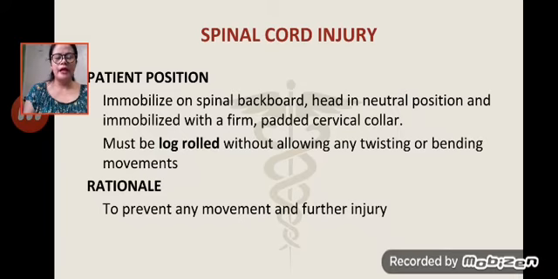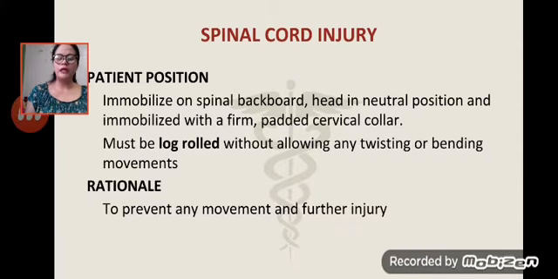What else? Now, moving on with the spinal cord injury patient. For those patients who really have a spinal cord injury, what would be the position of the patient? Of course, there should be immobilization on the spinal backboard. The head should be in neutral position and should be immobilized with a firm padded cervical collar. Then the patient must be log rolled without allowing any twisting or bending movement.